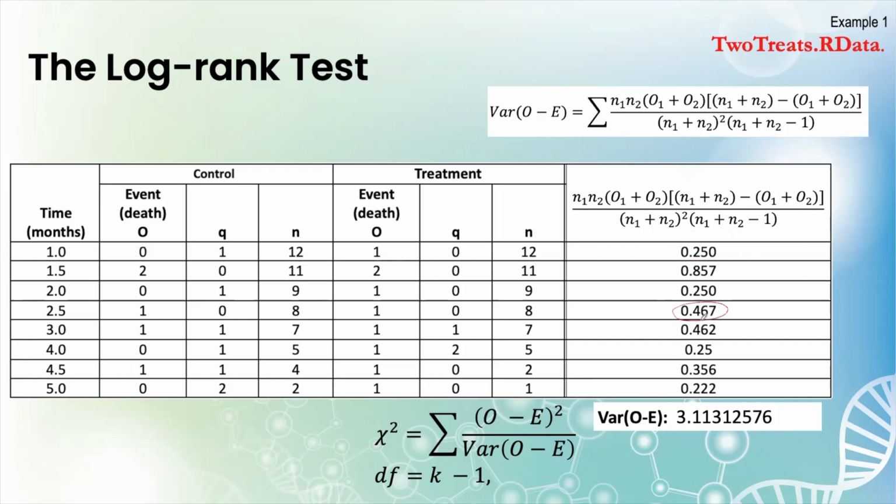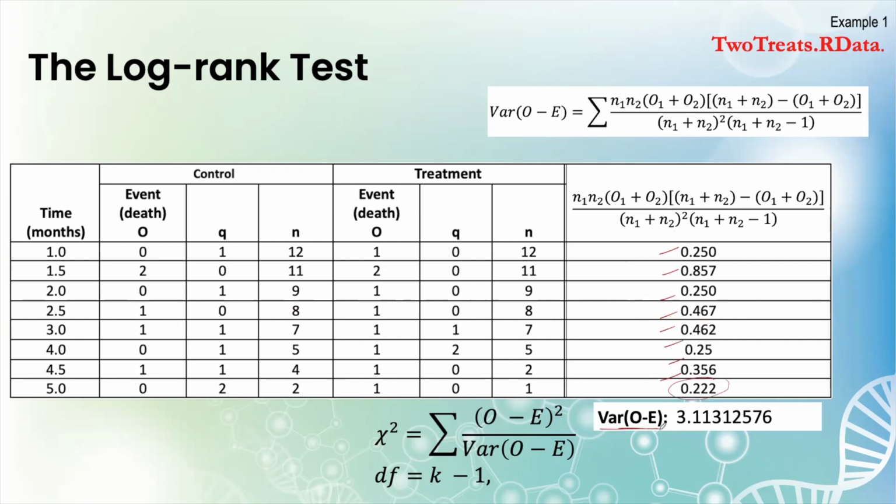How was this computed? 0.467. So that's n sub 1, 8. N sub 2 is 8. O sub 1 is 1. O sub 2 is 1. So that will be 8 times 8 times O sub 1 plus O sub 2, so that's 1 plus 1, so that's 2, multiplied to n sub 1 plus n sub 2, so that's 16, minus O sub 1 plus O sub 2, we have 2, all over n sub 1 plus n sub 2 again. So that's 8 plus 8 squared times 8 plus 8 minus 1. So you just have to do it across all the rows here and get the sum.